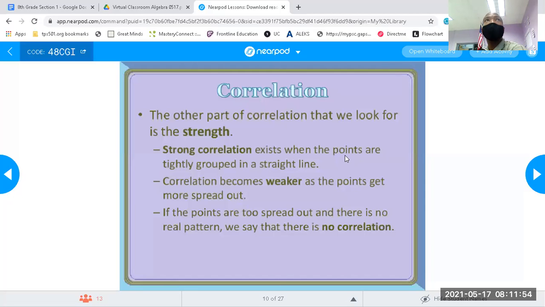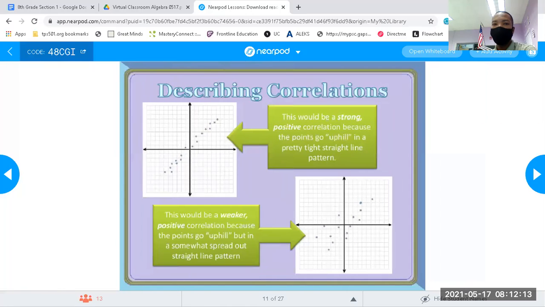The last thing to look at when it comes to strength is if the points are too spread out and there's no pattern to it, then there's no correlation. Now let's look at some graphs that talk about exactly what I just said. This is the last thing for this part.